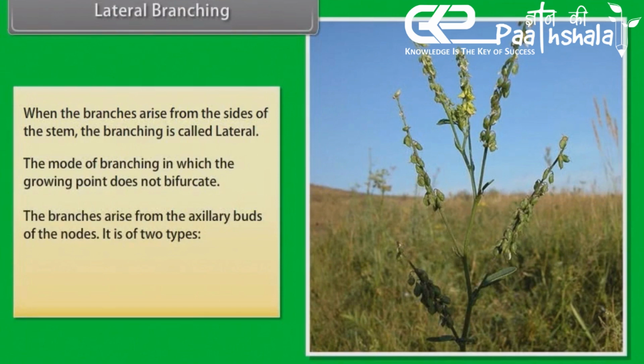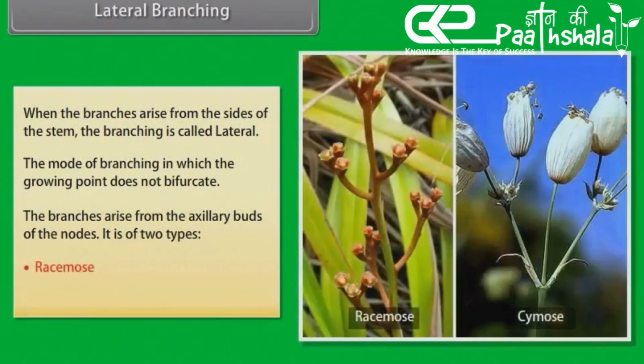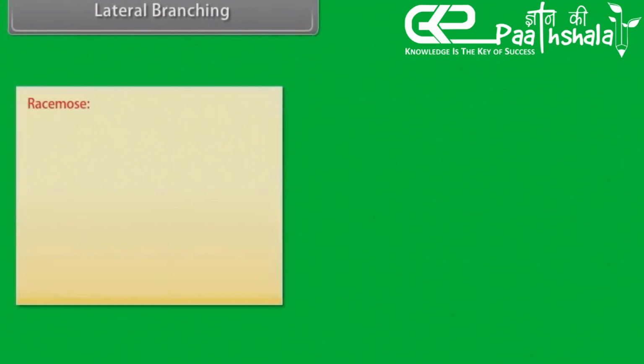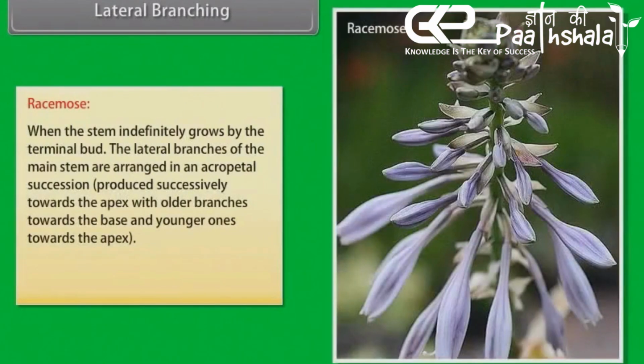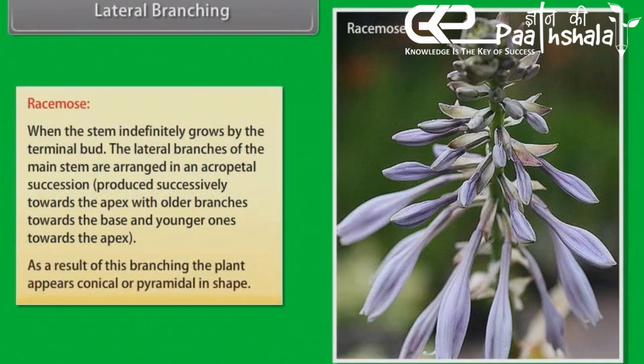It is of two types: racemose, chymose. Racemose. When the stem indefinitely grows by the terminal bud, the lateral branches of the main stem are arranged in an acropetal succession, produced successively towards the apex, with the older branches towards the base and younger ones towards the apex. As a result of this branching, the plant appears conical or pyramidal in shape.